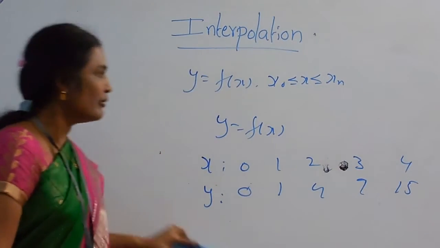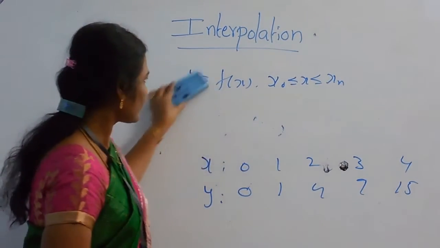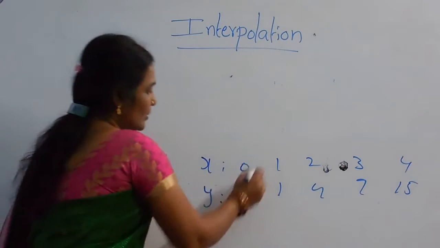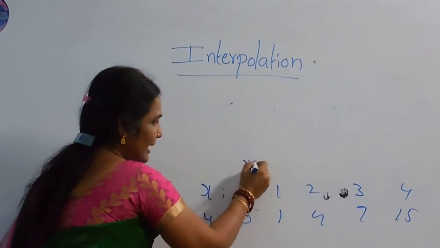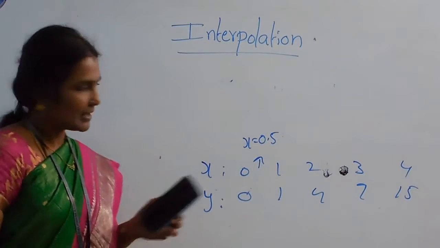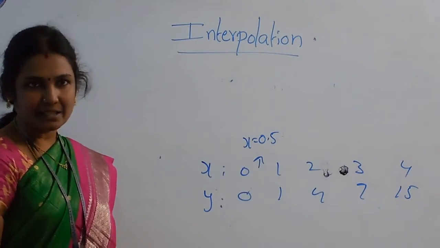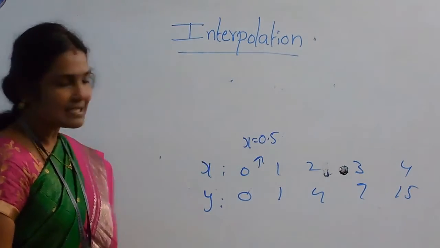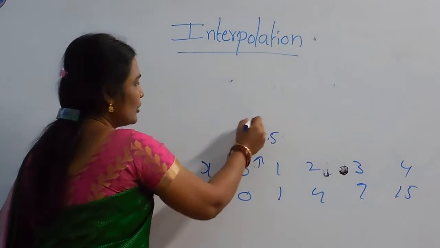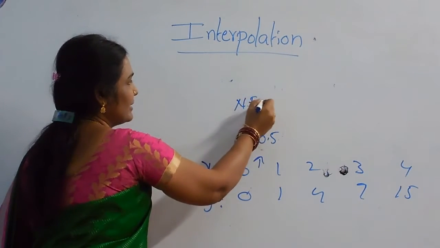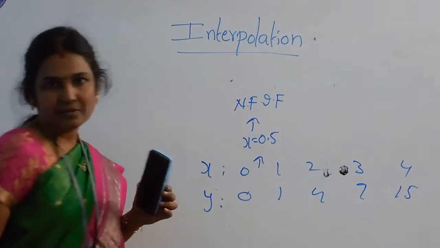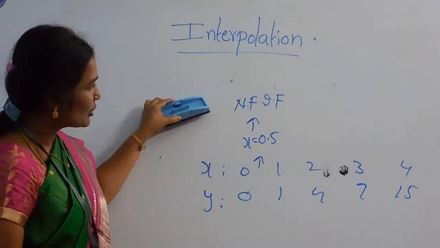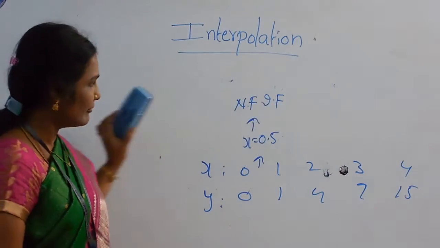And now we have different formulas to find the table values. Suppose we want to find the value of y at x equal to 0.5. Where does x equal to 0.5 lie here? x equal to 0.5 lies at the starting of the table. So to find the starting of the table values, we have to use Newton's forward interpolation formula.